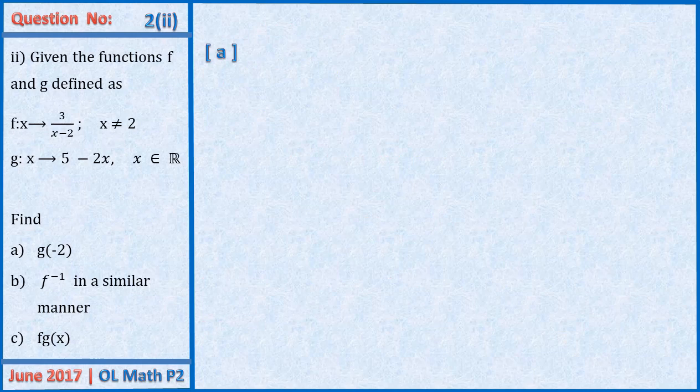The B part of the question: we are given the functions f and g defined on the set of real numbers as shown. Find g of -2. So g of -2 means substitute -2 in the function g, and that will give us 5 minus 2 into -2, giving us 9 when you simplify.